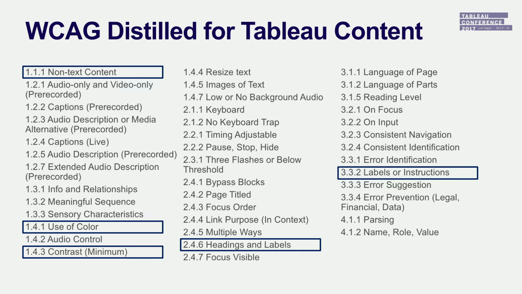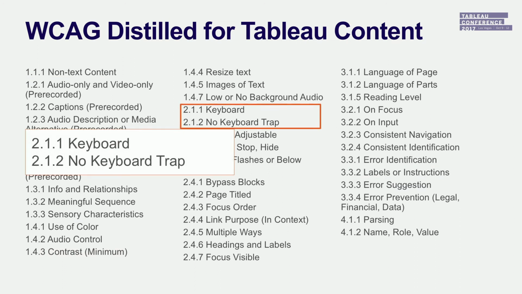So I want to give you an idea of what these other ones are, because I'm sure you're reading them, trying to understand it. So one primary one is keyboard and no keyboard trap. This means that you can use just the keyboard to get around the entire viz and interact with it just the same as if you could with a mouse. It also means the keyboard traps don't exist. You can't get stuck when you're using the keyboard. So we've gone through and we've made that happen.